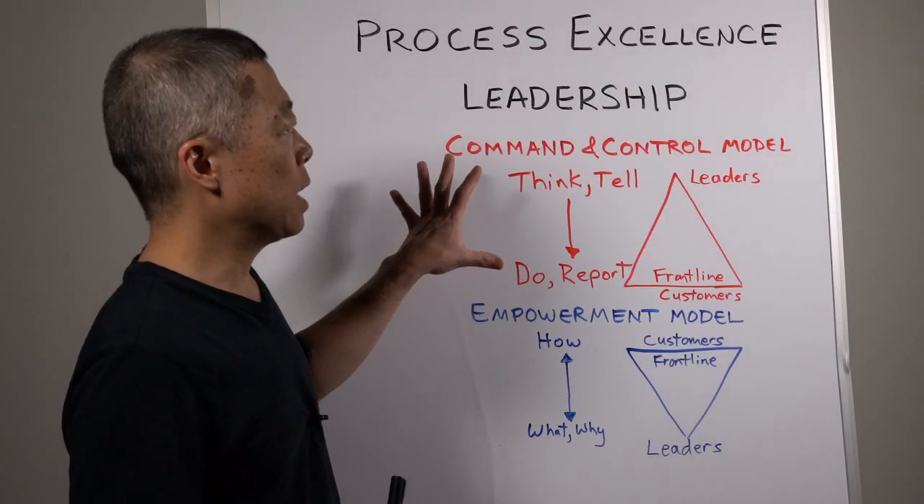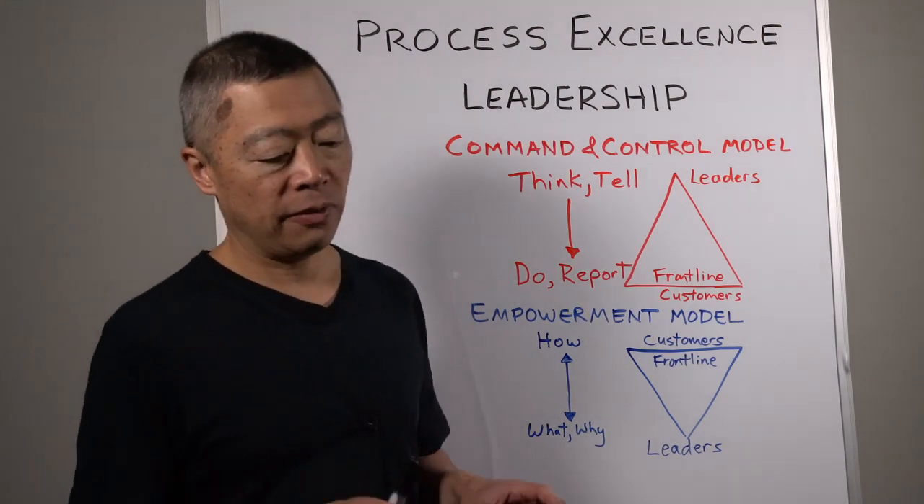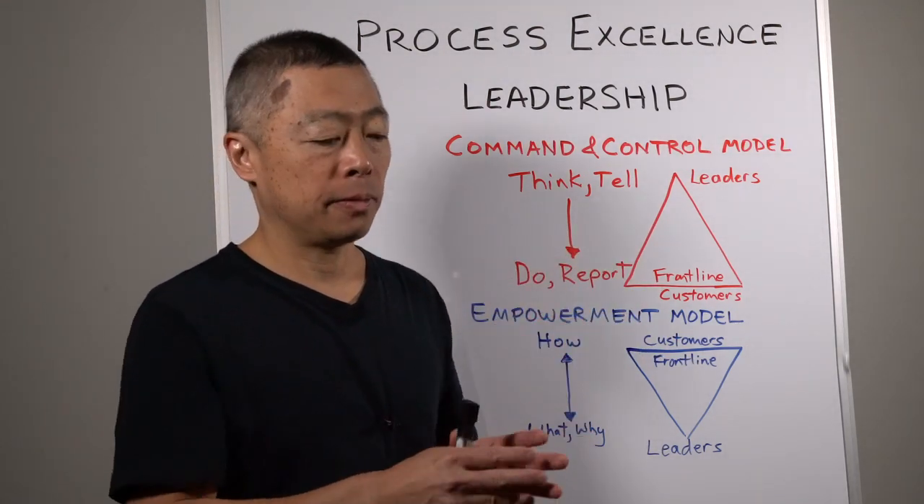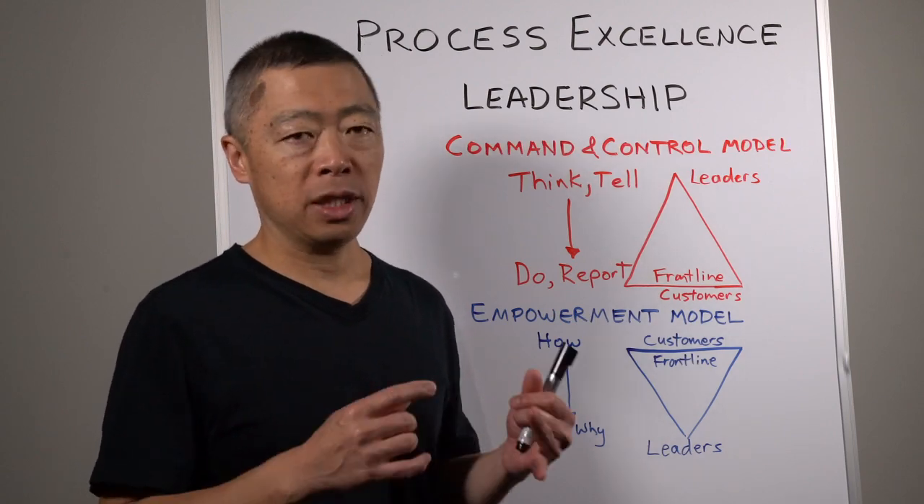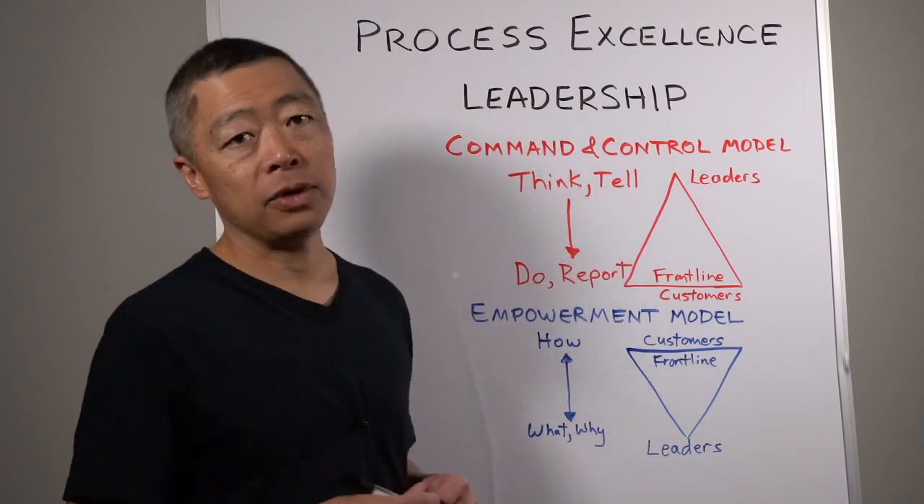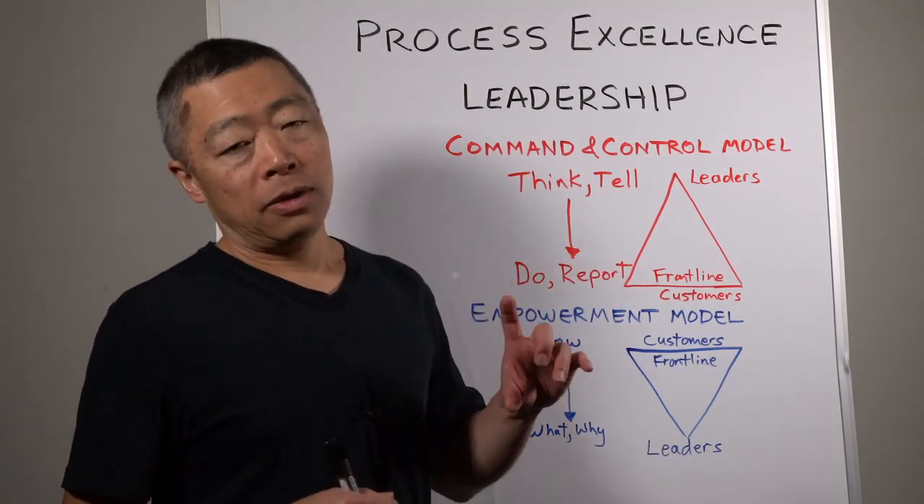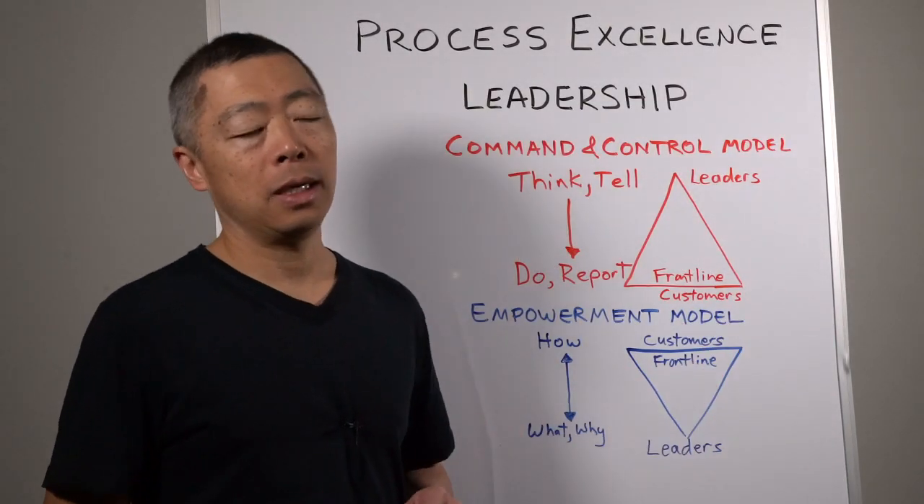With respect to process, the command and control model is predicated on the belief that a few people, senior people, can not only design the process, but make changes and improvements in that process better than allowing the frontline staff to do that. The converse of this approach is the empowerment model, where we're literally flipping the pyramid around.